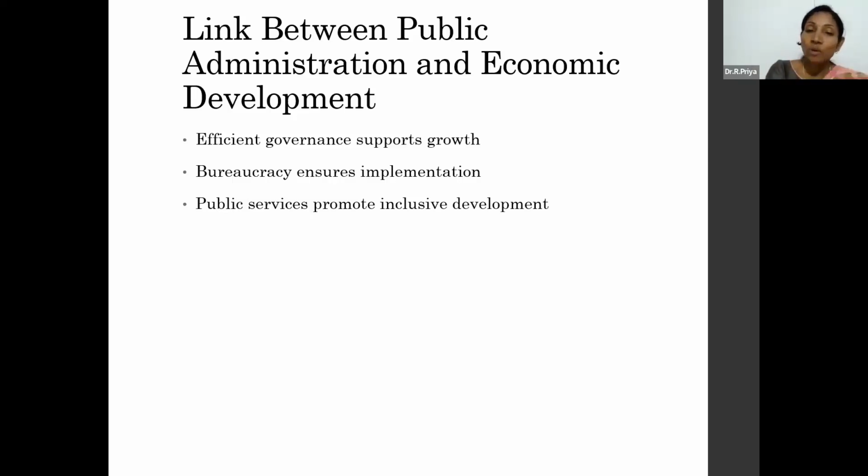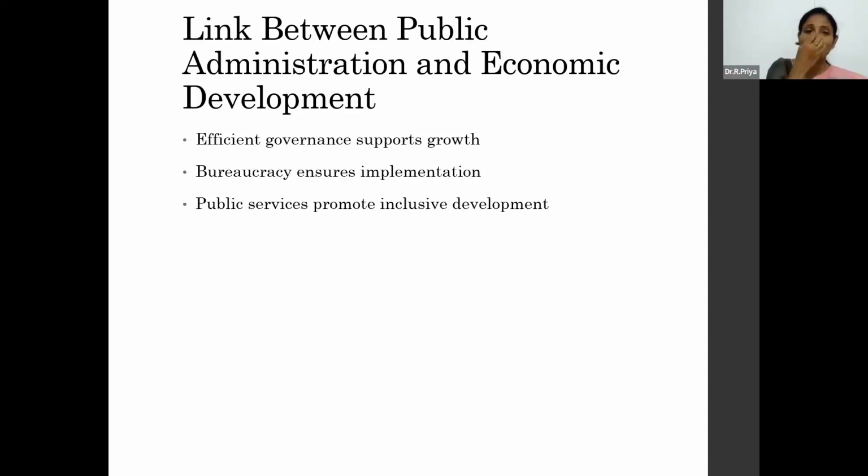Before understanding economic development, you get some idea of how public administration is relevant to it, right? Economic development is not possible without strong institutions and effective administration. Public administration is the engine that converts government plans into real-world progress. Previously we saw that public administration acts as a bridge between the government and citizens, so that engine helps convert the government plan into actual progress.